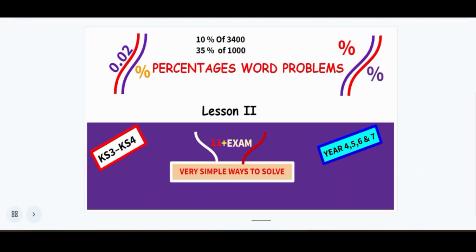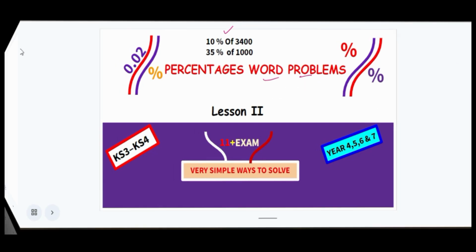Today is the second lesson of percentages. We have learned decimal to percentages, and today we are going to learn how you can find the percentage of any number, and their word problems. So let's start over with your second lesson.